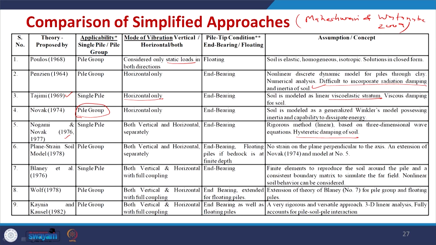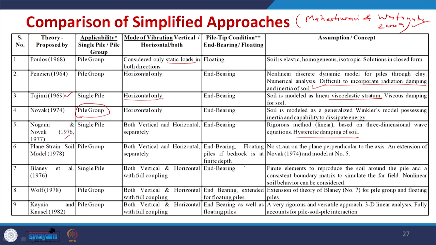Then a plane strain soil model was considered in 1978. All these details you will find in this publication by Maheshwari and Watanabe. All these reference citations can be found in that paper. So this plane strain soil model was for both vertical and horizontal modes separately, for end bearing as well as floating piles, with bedrock at finite depth.